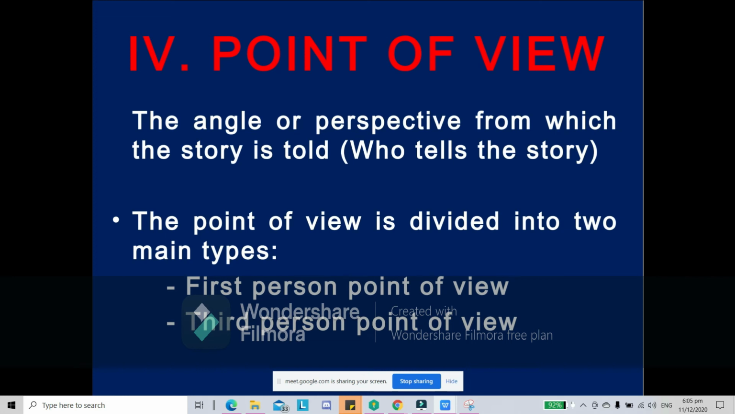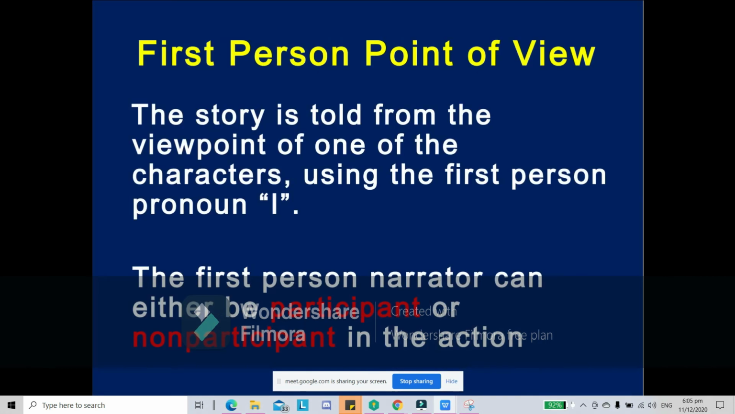The objective point of view, on the other hand, is told from a camera that follows the characters. Only what is said and done is recorded. So it cannot see what's on the minds and what the character is feeling, only what the character does. The narrator cannot explain what is deep inside, the emotions inside the character.